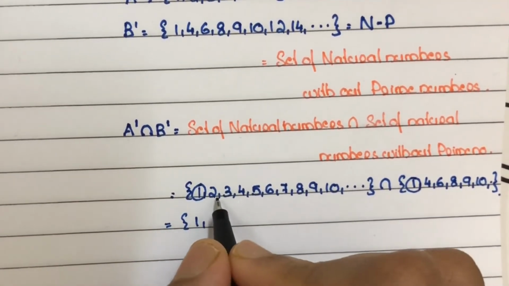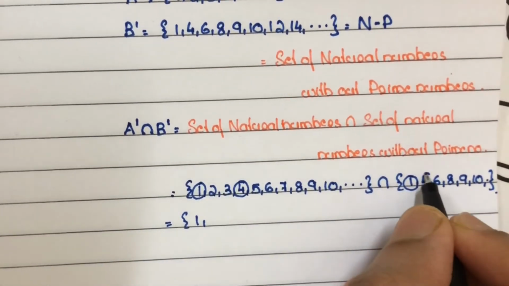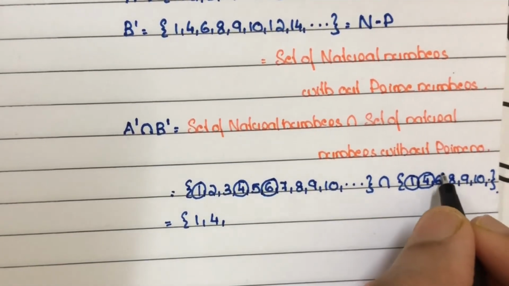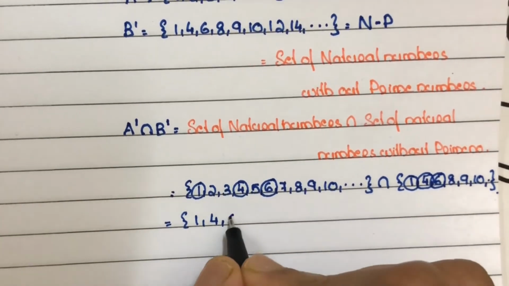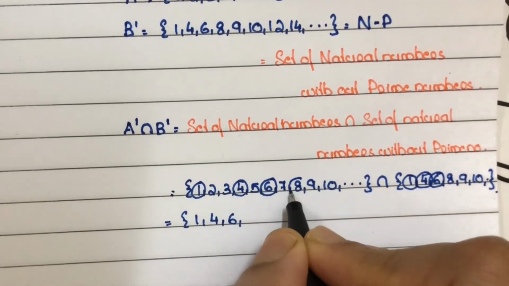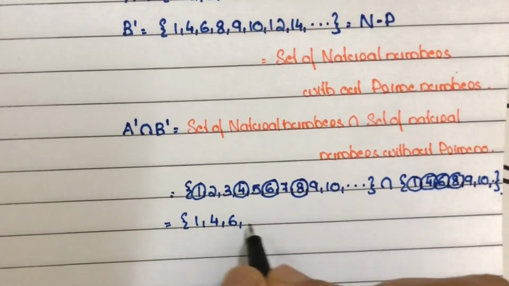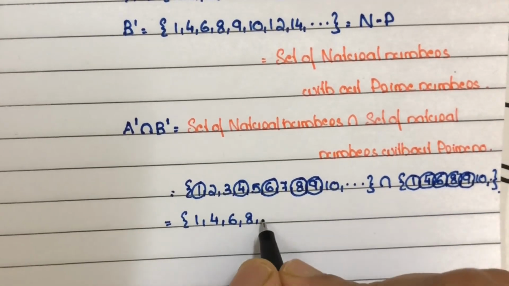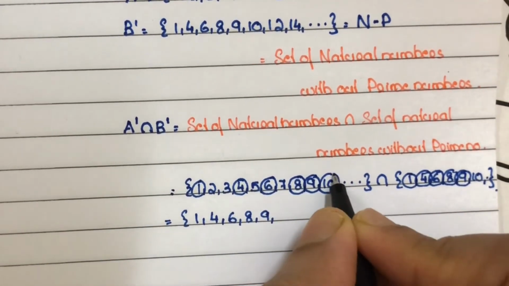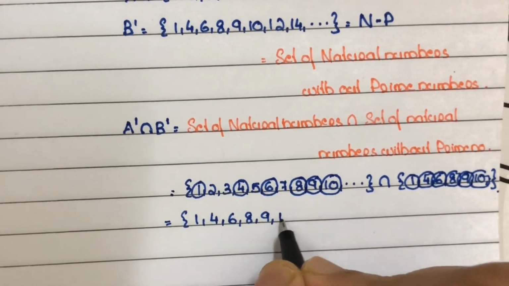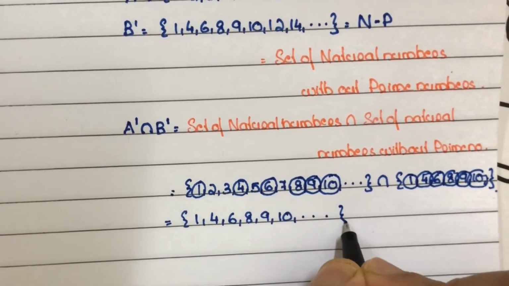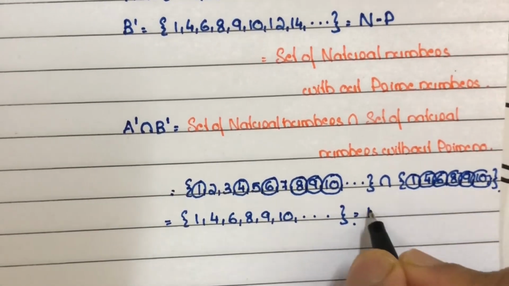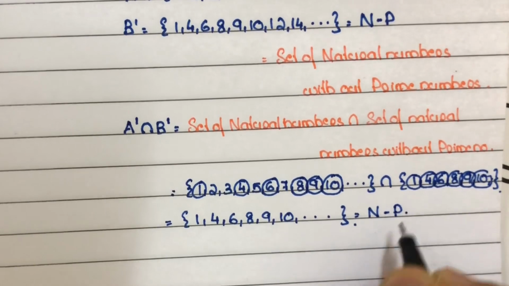1, 2, 3, 4, 6, 8, 9, 10. So this is the set of natural numbers without prime numbers. So this one you can write as N minus P.